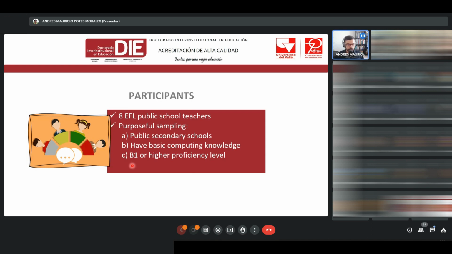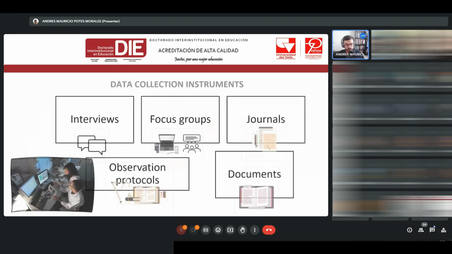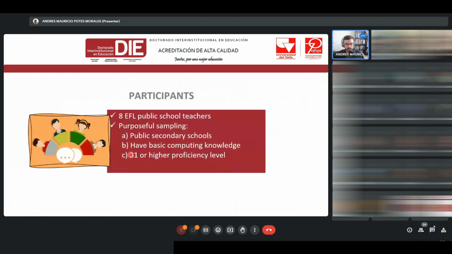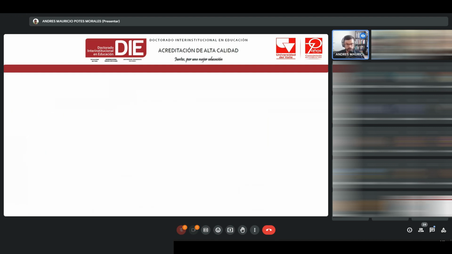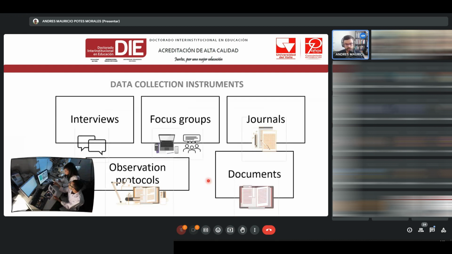And then we have B1 or higher proficiency levels. This is because it is the requirement for students to graduate from high school, so at least the teacher should have that level of proficiency. These are the main criteria for choosing the participants. I have to mention here that I included 8 participants, thanks also to a suggestion by one of the evaluators committee. Thank you very much for that suggestion.